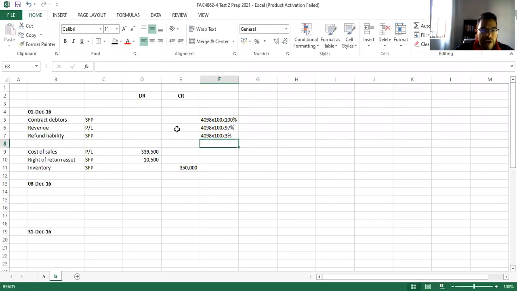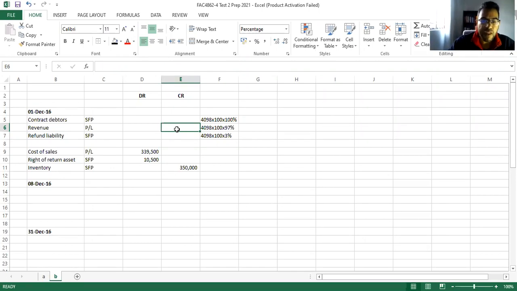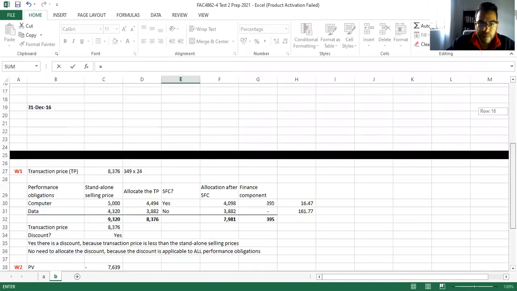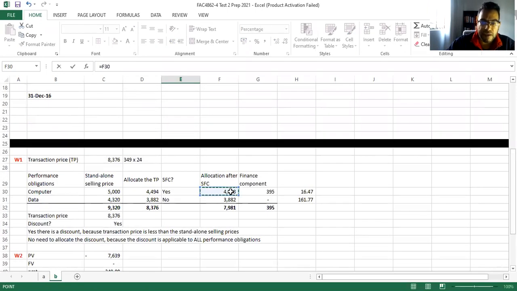So if I work out revenue, revenue is going to be the amount after the significant financing component times 100 computers times, we can't recognize the full 100 because there's a refund policy and 3% of computers are returned. So therefore, the best estimate of revenue that we'll be earning is 97% after the expected refund. So this is going to be 4098 times 100 computers times 97%.